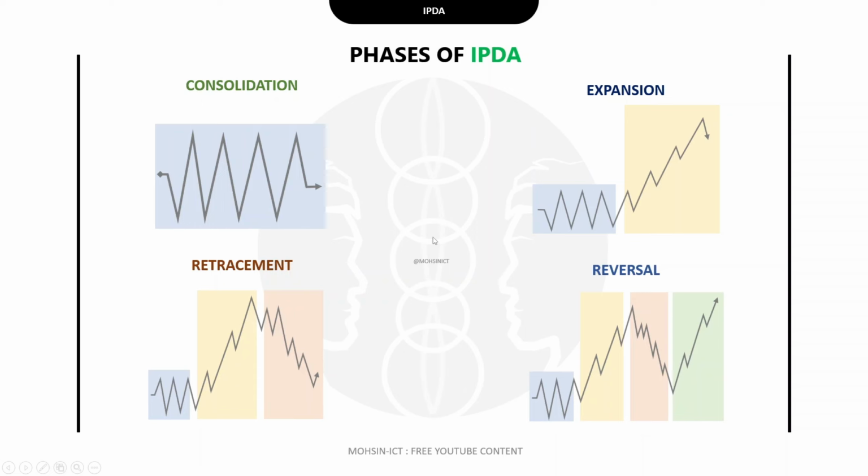IPDA covers everything that happens in the market. Our very first phase is consolidation, which is a tight price range having multiple highs and lows, or a choppy price action. Then we have expansion. Price will always go from consolidation to expansion. From expansion, price can go toward two things, either retracement or reversal.